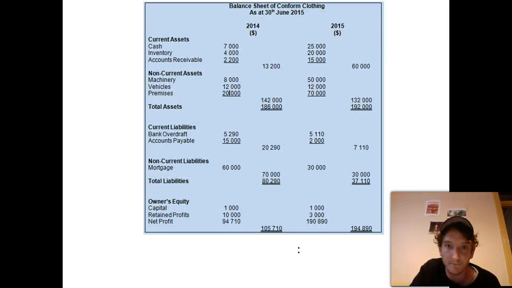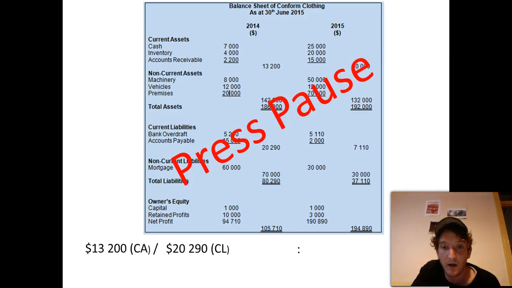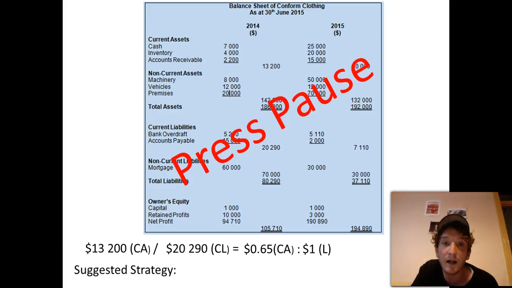Okay, let's try this again, for Conform Clothing. Press pause. Let's go. So here the current assets are 13,200, and we're dividing it by 20,290, which gives us 0.65 of current assets to $1 of liability. Is this healthy or sick? Well, clearly it's sick. So we need to suggest a strategy.